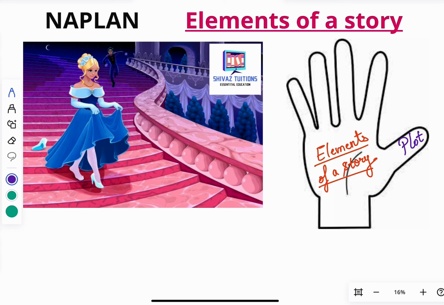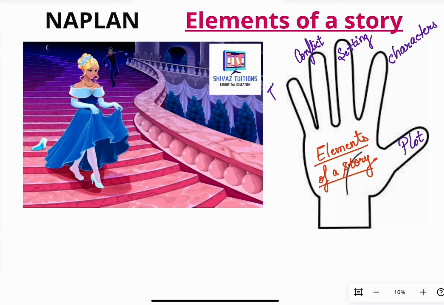Plot means what is the story all about, right? The next would be the characters, okay? Characters. Yes. The next would be the setting of a story. Setting means the place and time where the story is taking place. A story will always have a conflict, some problem, okay?